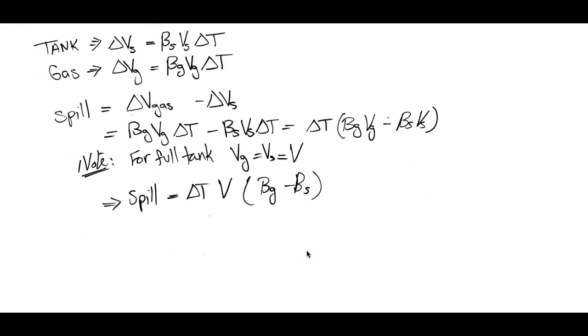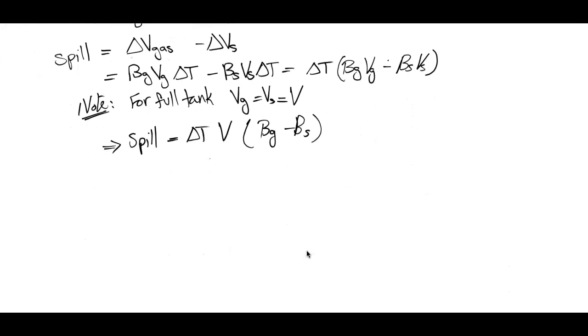The volume expansion coefficients we can look up in a table. The change in temperature, we're told, is from 15 degrees Celsius to 35 degrees Celsius, so that's 35 minus 15 in degrees Celsius. The volume is 60 liters. We're told that's the capacity of the tank.